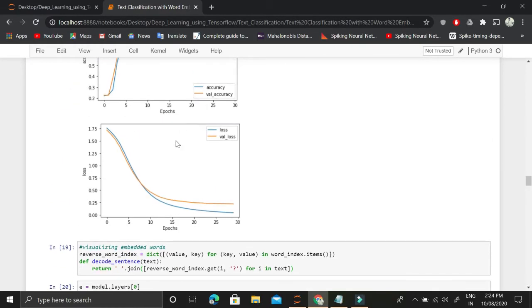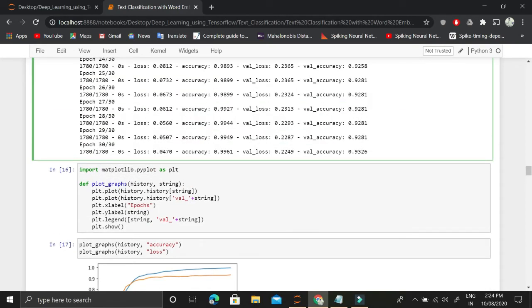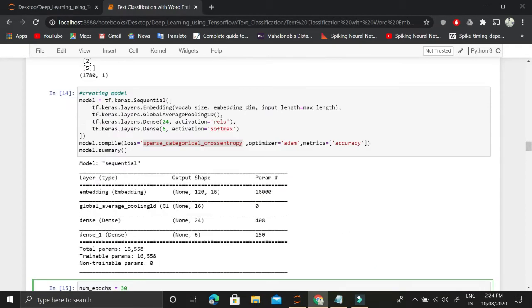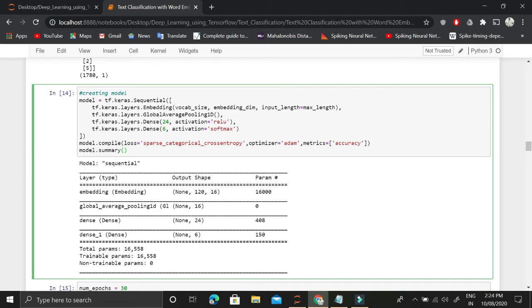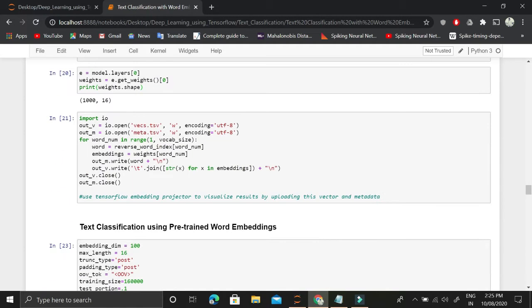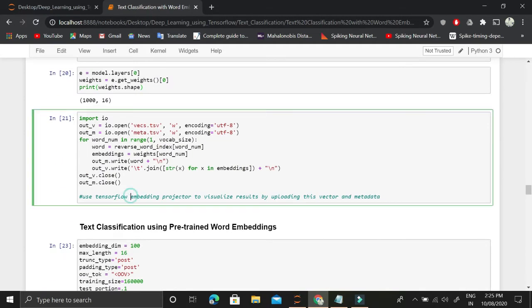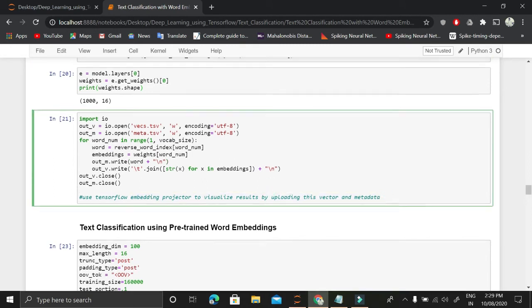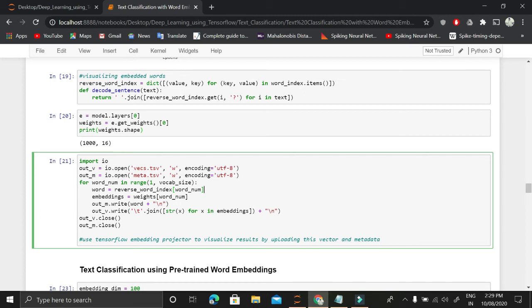Okay, this first part is really easy, but once we have learned the word embeddings, we want to visualize them. As I've already explained, the vectors of good and excellent should be placed close together. But how do we visualize this 16-dimensional vector? For that, TensorFlow has its own embedding projector, and we could use it to visualize these results. But how do we do that? First of all, we will open two files, vec.tsv and meta.tsv. So the extension will be .tsv.